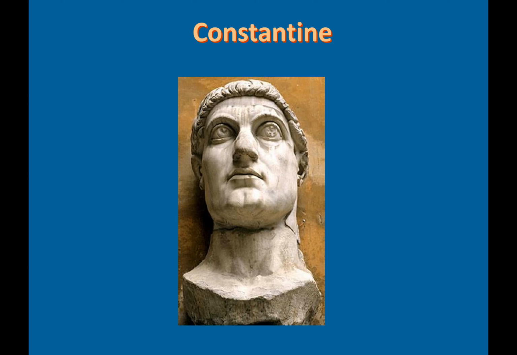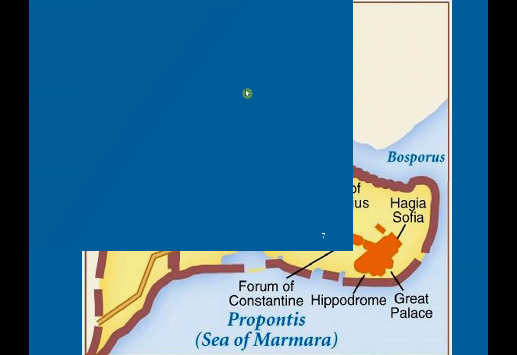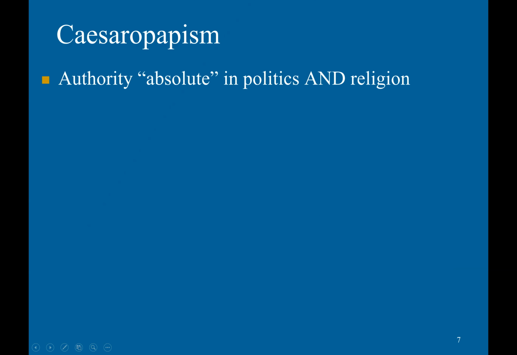This is a map of Constantinople, or at least the major features of it. We have the Hagia Sophia here, the Great Palace, the Hippodrome, the Forums, and also the supposedly impregnable walls of Constantinople that surround and defend the city.